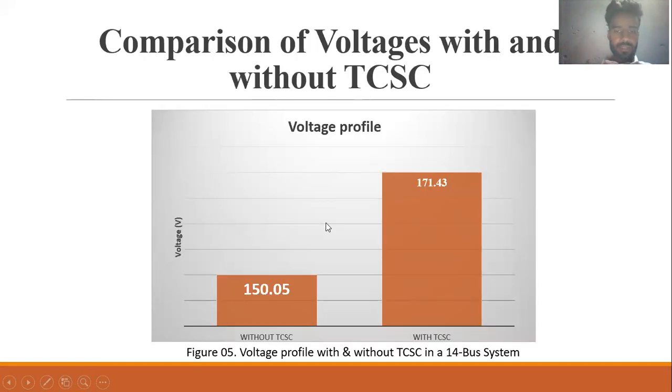So this is a typical graph of the voltage profile without TCSC, and this is with TCSC. You can see how much is the difference, and this is the comparison. So 150.05 was the voltage before TCSC, and now after embedding TCSC in series between bus 6 and 13 of the IEEE 14 bus system, the voltage profile is improved from 150 to 170.